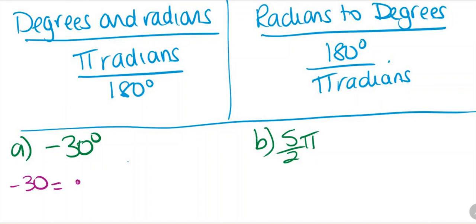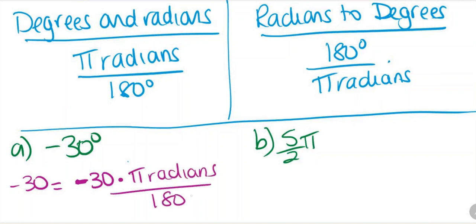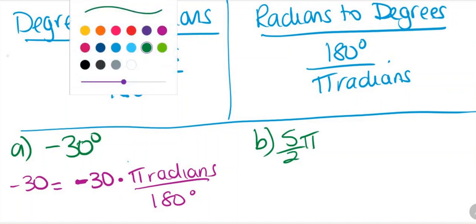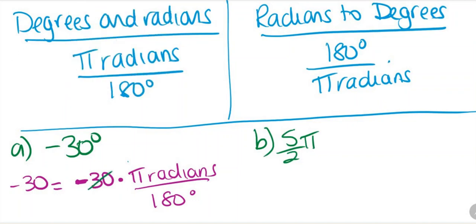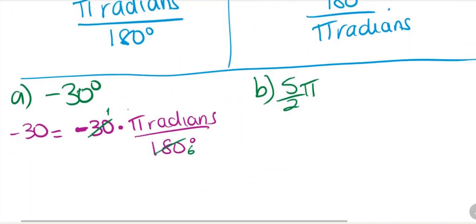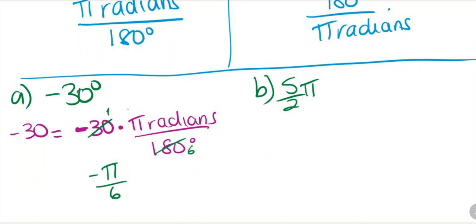So minus 30 multiplied by pi radians divided by 180 degrees. We're looking for common factors, so we can divide by 30, and 30 will go into 180 six times. So we've got minus 1 pi, or minus pi over 6. So that is radians.